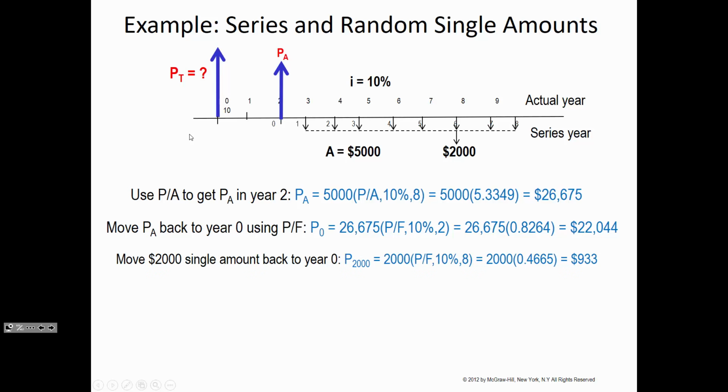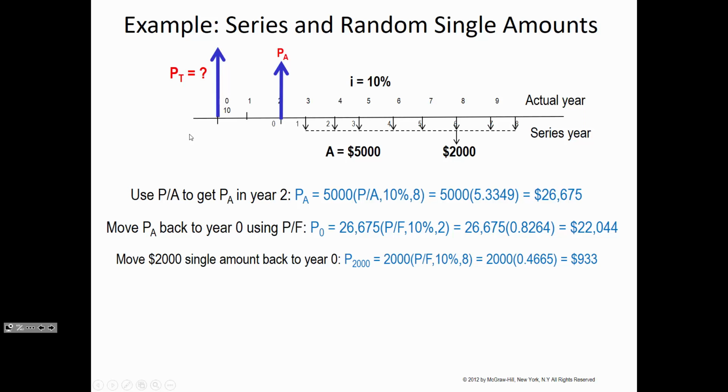The 2,000 is easier. We can move the amount of 2,000 in a single step. And so that goes from year 8 to year 0. So here n equals 8. We don't have to refer to the secondary time axis because you can move a single amount in just one step, unlike the annual series.